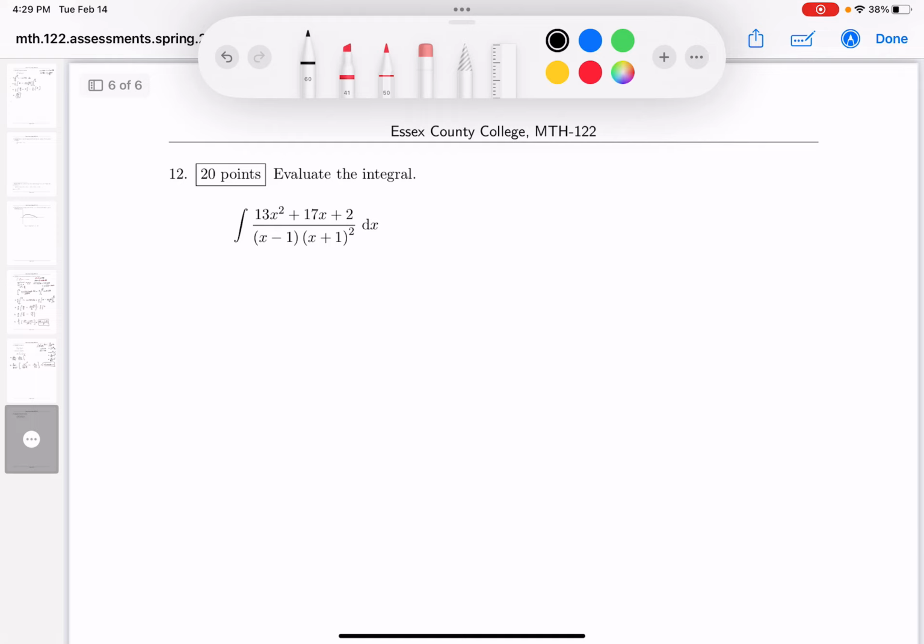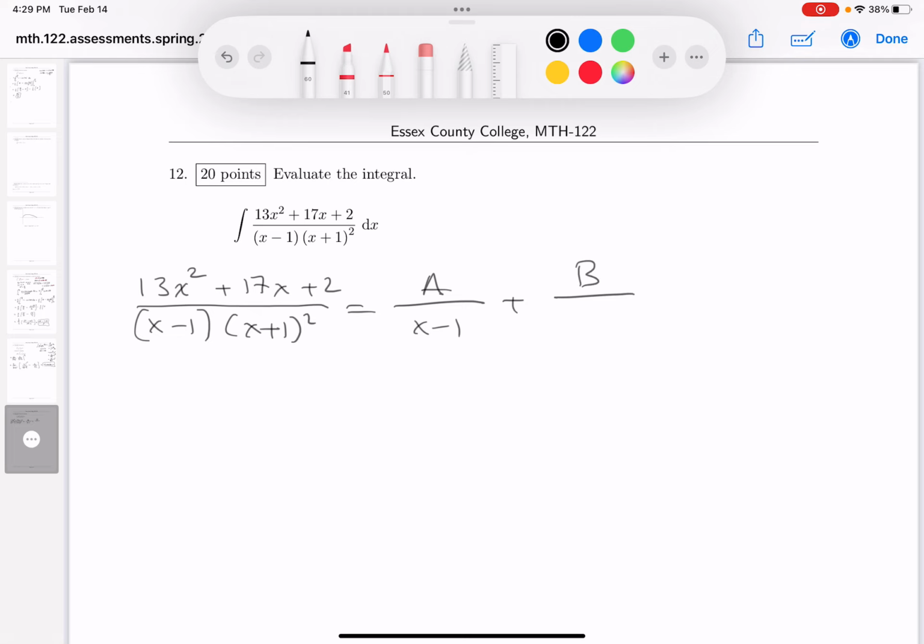Partial fractions, feel comfortable with that. Let me go to the partial fraction problem, and certainly your mileage may vary in this, but it doesn't look like a difficult problem. 13x squared plus 17x plus 2, denominator. I'm just doing the partial fractions, the MEM 119 material first. And I'm going to say A over x minus 1 plus B over x plus 1 plus C over x plus 1 squared. Multiply both sides by the LCD.